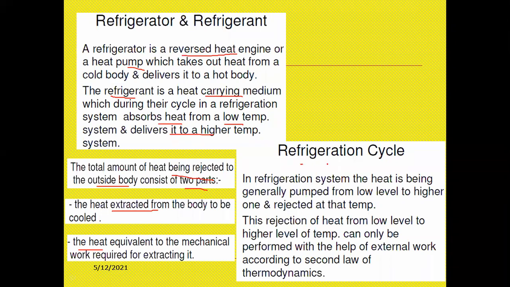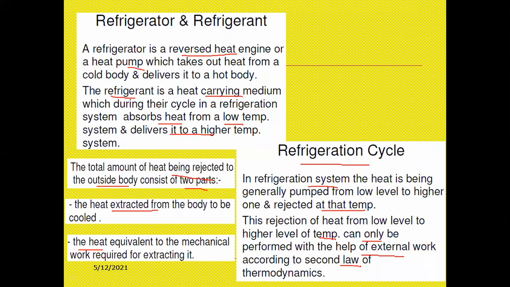Next, refrigeration cycle. In a refrigeration system, the heat is generally pumped from a lower level to a higher level, like we said here, lower temperature to the higher temperature, and rejected at the higher temperature. Then it dissipates to the atmosphere. This rejection of heat from a lower level to a higher level of temperature can only be performed with the help of external work, according to the second law of thermodynamics. So this is the basic concept of the refrigeration cycle.